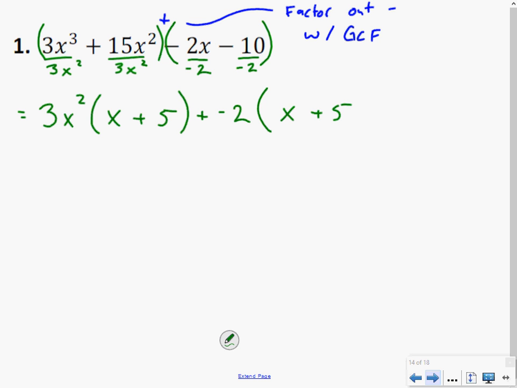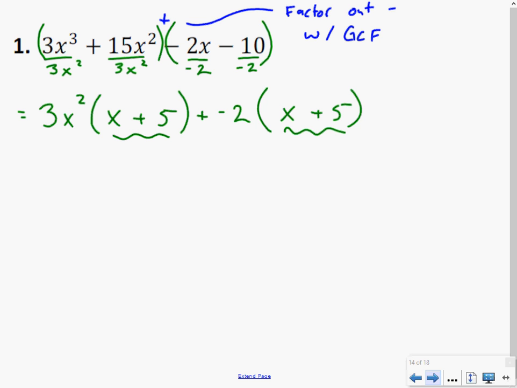Now when we go and divide each of these by negative 2, I'm going to get a positive x and a positive 5, which makes it match the other x plus 5 that was right here. If we had factored out a positive 2 instead, we would have ended up with a negative x minus 5, and it wouldn't have matched. Okay, and we need them to match for factoring by grouping to work.